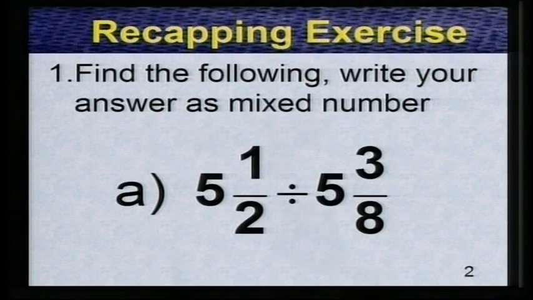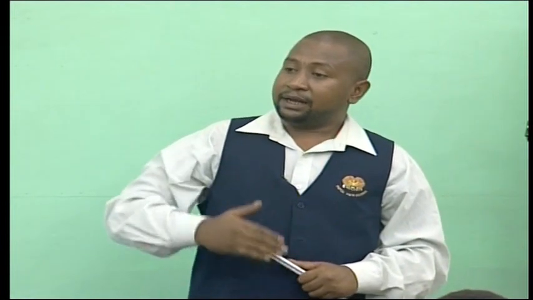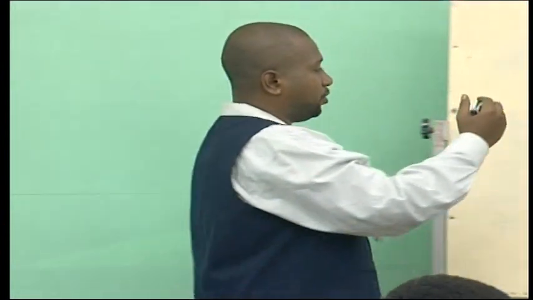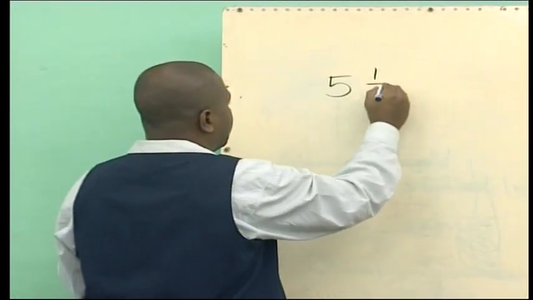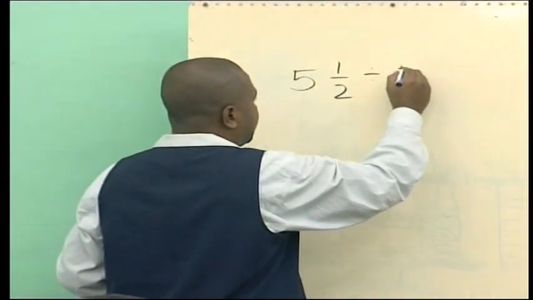Now, this is how we are going to correct our work. Receiving teacher, you can also check your students' work by asking each student to give his or her working out. 7As, I'm going to write the exercise on the board, and I will ask a student to give me the steps that are involved in dividing mixed numbers. So sit up straight. Let's look at the board. 5.5 divided by 5 and 3/8.